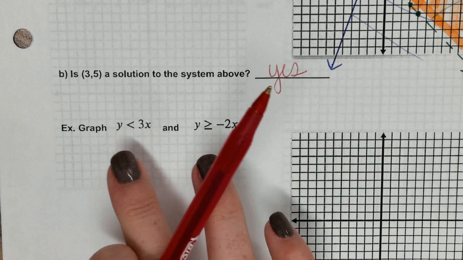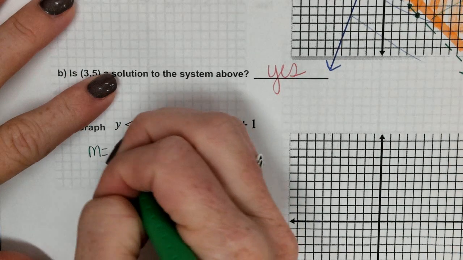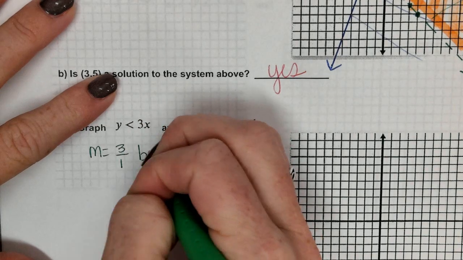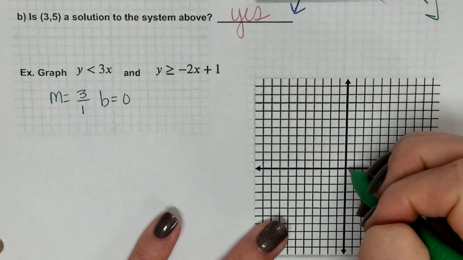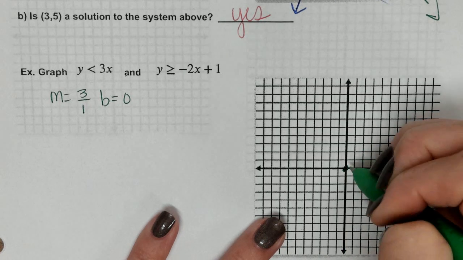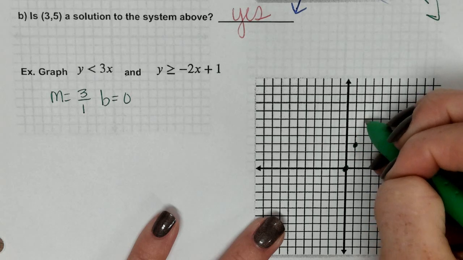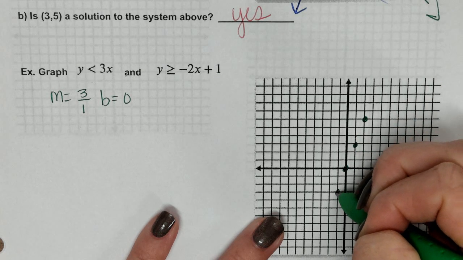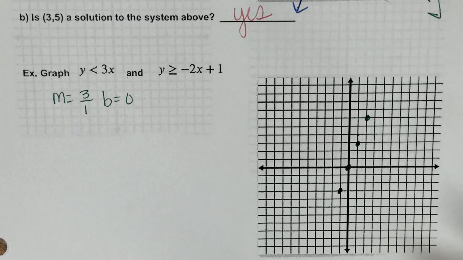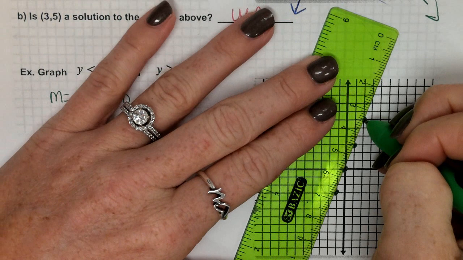Okay, on this one, what is my slope? 3/1. What is my y-intercept? 0. So I'm going to go to the y-axis to 0, 0, put a dot, and I'm going to go up 3, right 1. I also could go down 3, left 1. And would this be a solid line or dashed? Dashed.